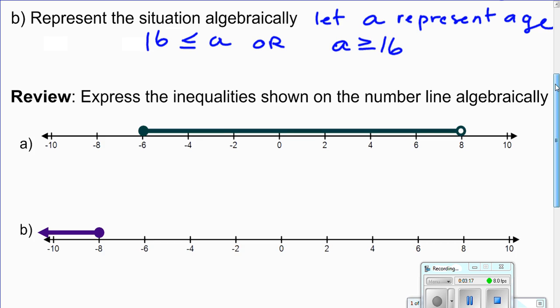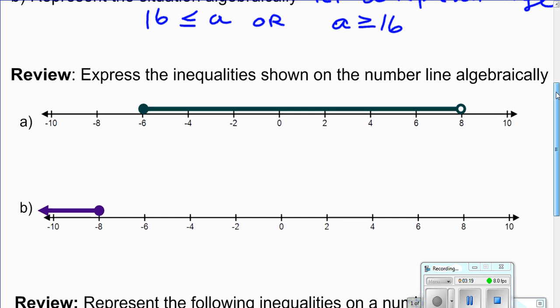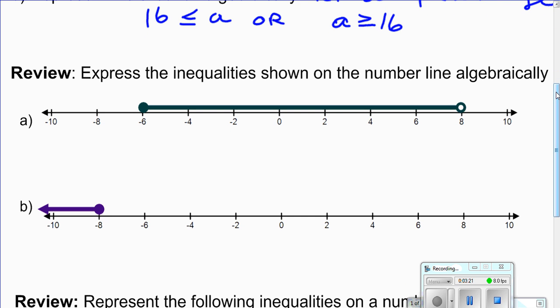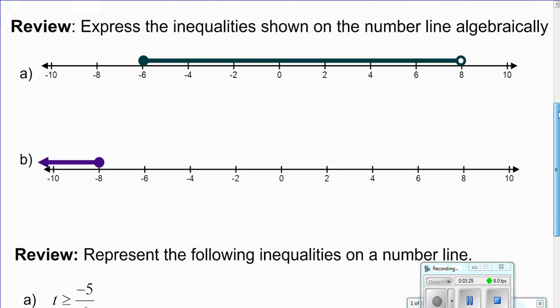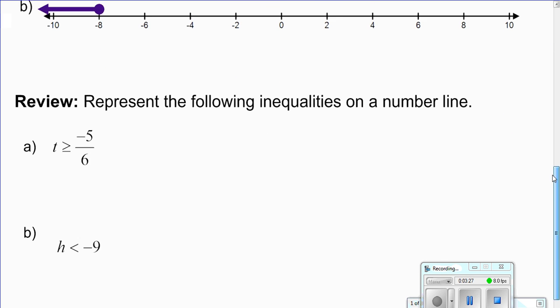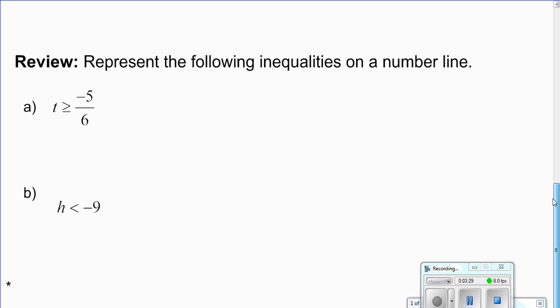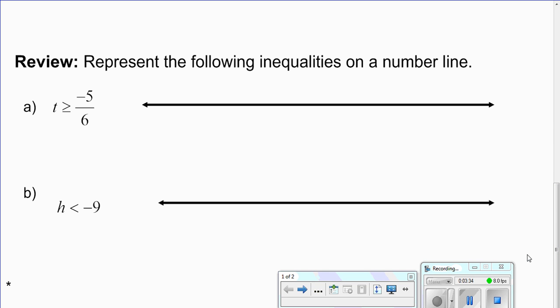Okay, so you are going to do A and B on your own, these two review questions, so that way we can check them together tomorrow. And we're going to do these two together. So I'm going to draw number lines. You should draw number lines, and then we'll work through this. When you make your number lines, you should be using a ruler or the magic of smartboard that makes magically straight lines, but you don't have a smartboard, so you need to use a ruler.